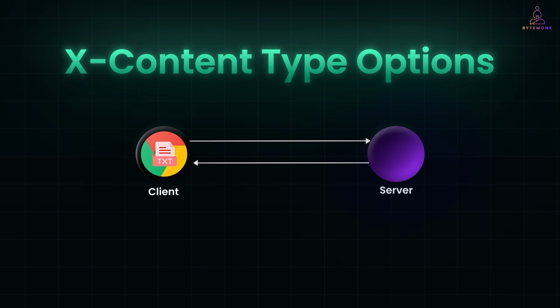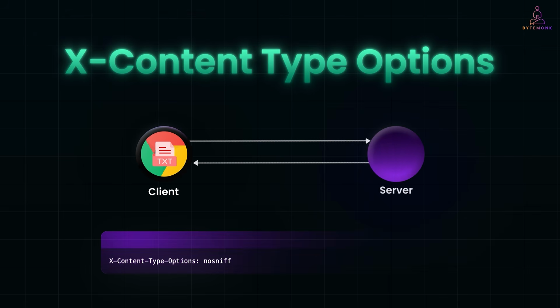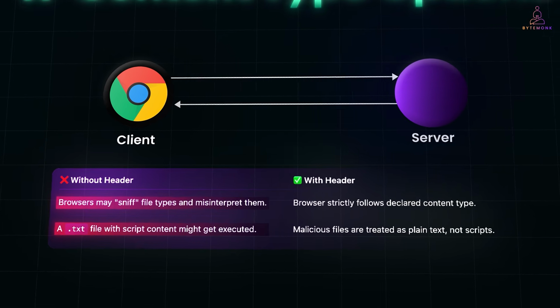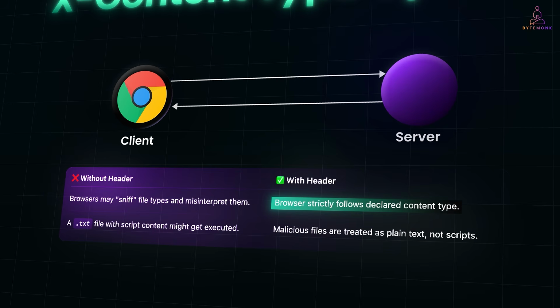To prevent this, we use X-Content-Type-Options: nosniff. This tells the browser, trust what I said the file is, don't try to guess. It's simple, and it blocks a whole class of attacks where the browser gets a little too smart for its own good. Without this header, browsers may sniff file types and misinterpret them, or a TXT file with script content might get executed. So this header makes sure browsers strictly follow the declared content type, and malicious files are treated as plain text, not scripts.